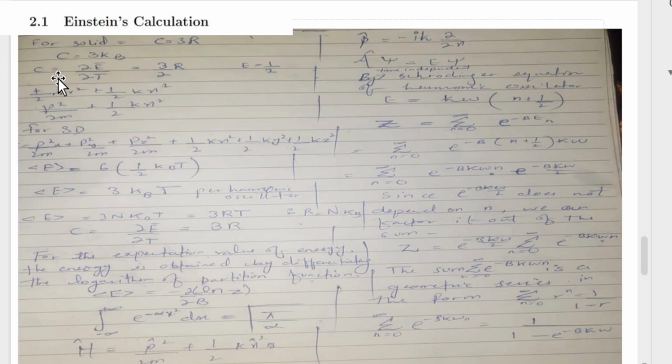So specific heat is the change in energy, or we can say the rate of change in energy. This is exactly equal to 3R. You have already studied in statistical mechanics how we can prove these terms. It is 1/2 kT, which is the energy for one degree of freedom per atom.